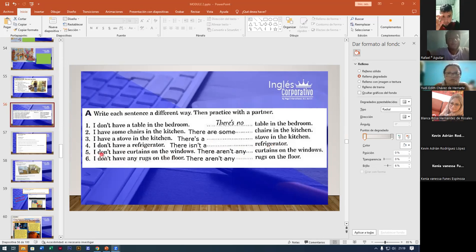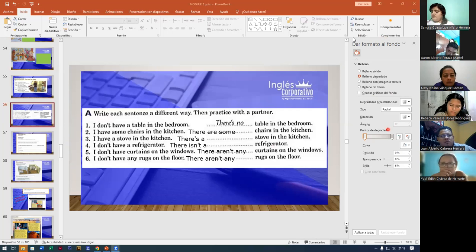Fernando, continue. Number five. I don't have curtains on the windows. Thank you. That is all right. Let's continue. Nevi. There aren't any curtains on the window. Curtains on the window. Thank you.